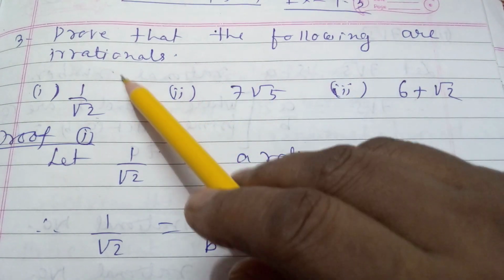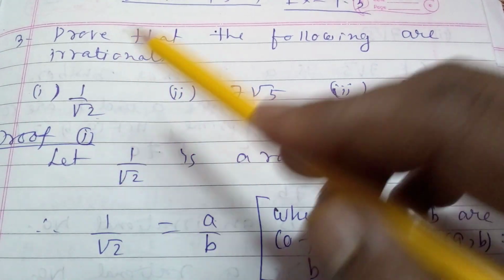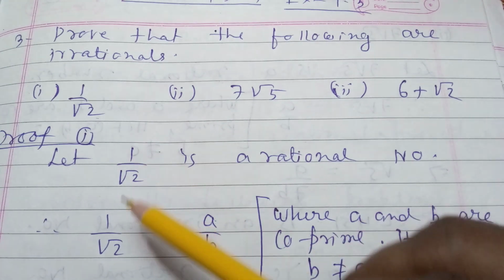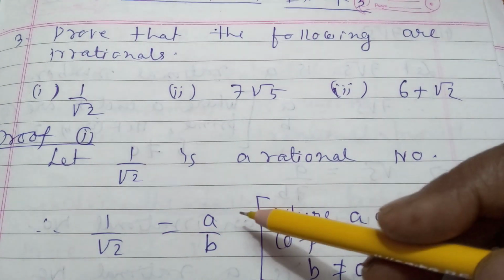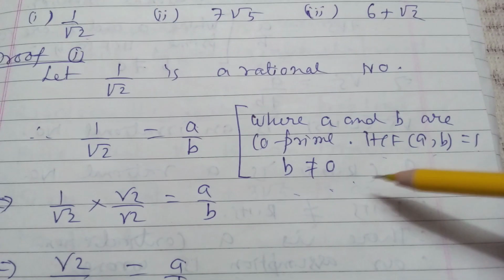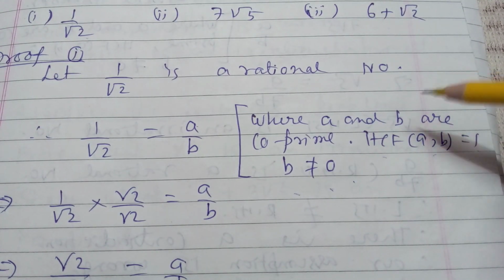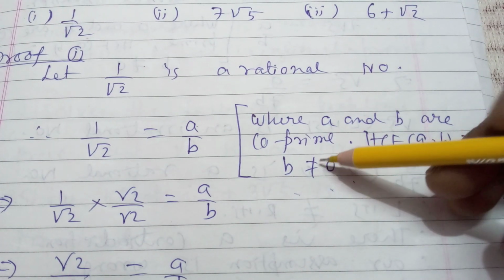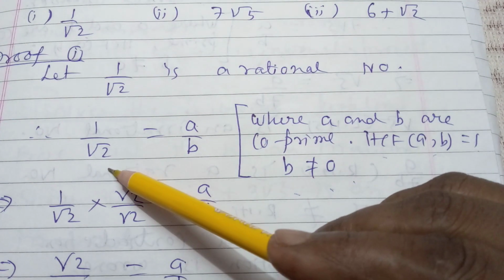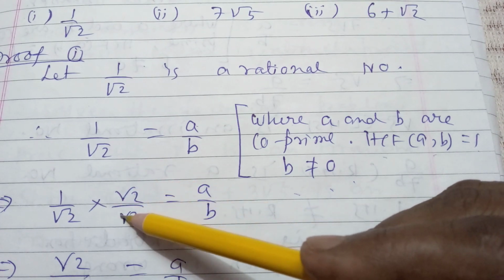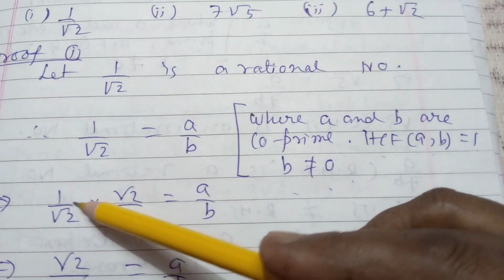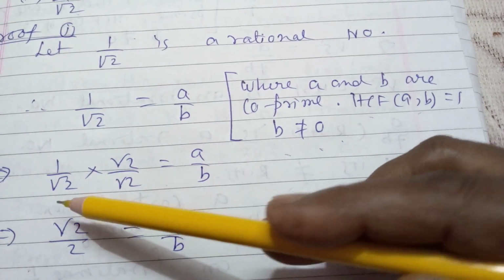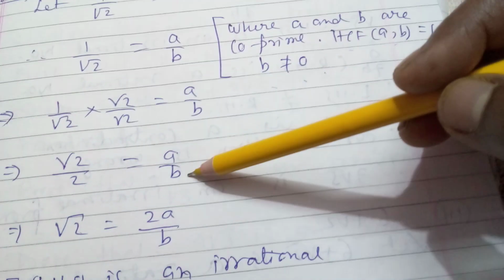And question number 3 is, all the maths are of the same type. Prove that the following are irrational. 1 by root 2, first question. Let 1 by root 2 be a rational number. So 1 by root 2 equals a by b, where a and b are co-prime and HCF of a and b equals 1, b not equal to 0. Then rationalize the denominator. So you multiply numerator and denominator by root 2. So in the numerator that is root 2, and root 2 equals a by b.